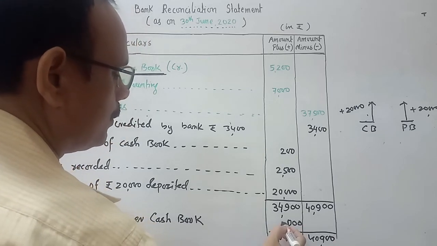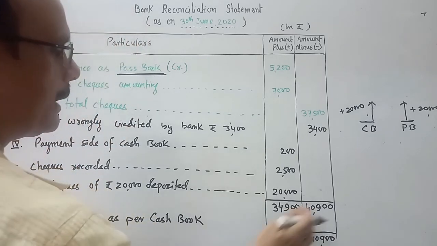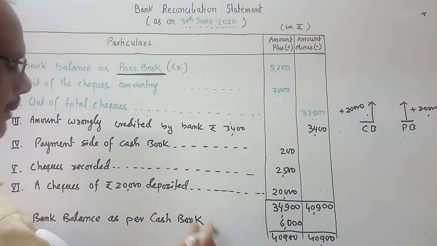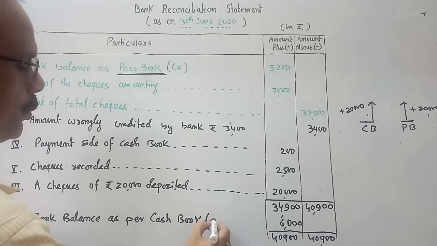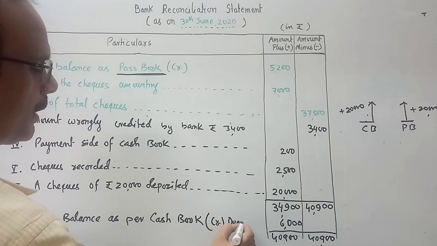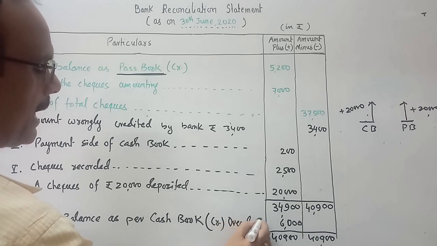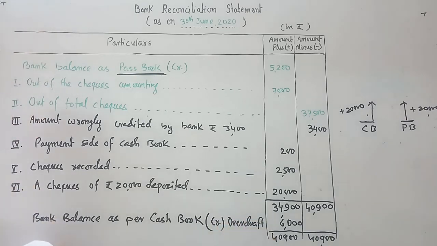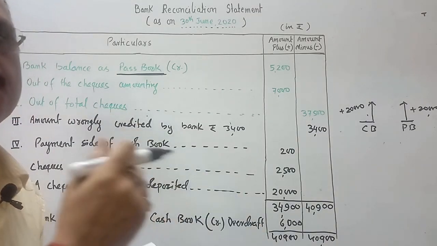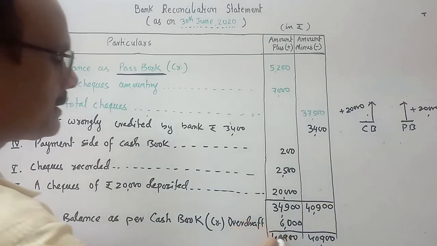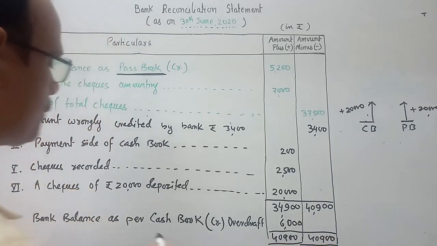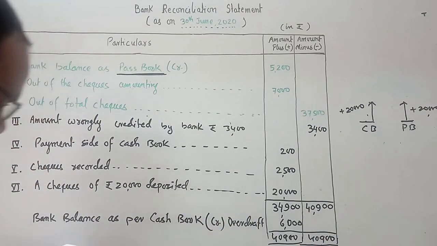Okay, 6,000. So if minus is more than plus, it means it is an overdraft. So the cash book overdraft is a credit balance. Minus is more than your plus, so in the cash book it is a credit balance of this much, 6,000. So the bank balance as per cash book is 6,000. Okay.